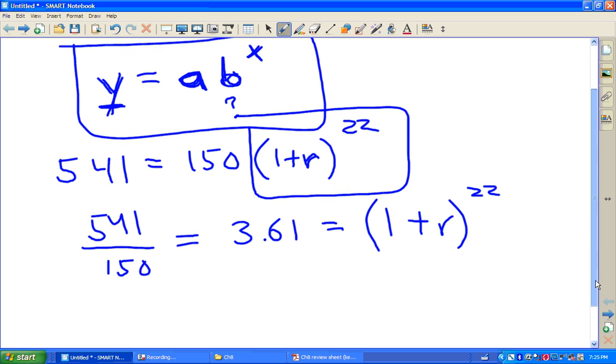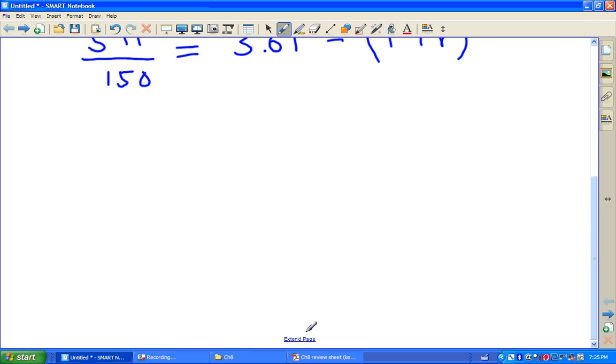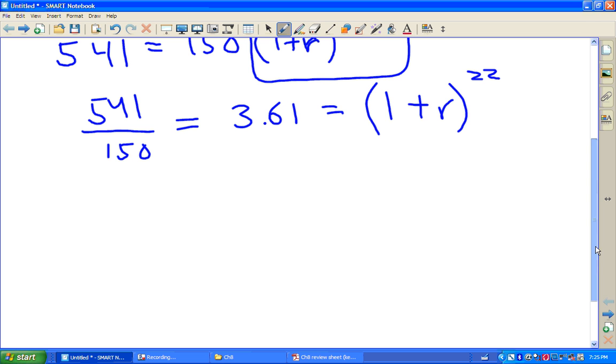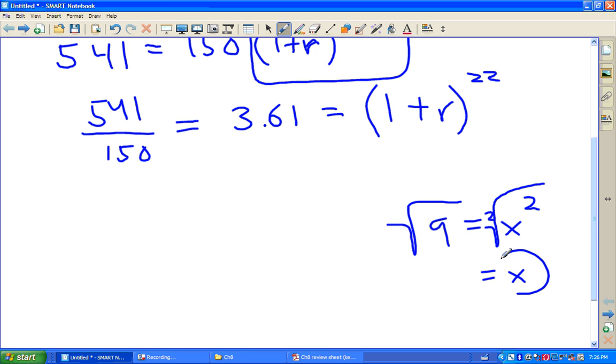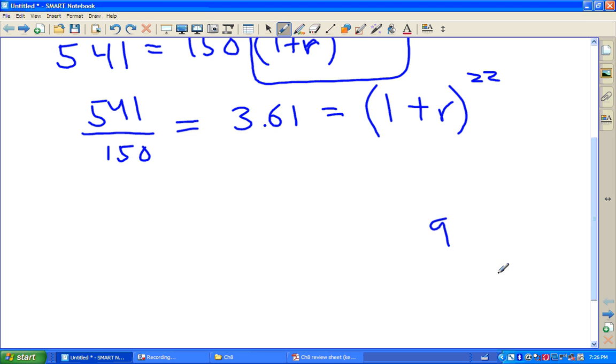Now here's where your skills from last chapter hopefully come in handy. If I had some number like 9 equals x squared, you would know how to undo x squared. You would take the square root of both sides, because the square root of something squared is equal to x. I'm going to get this all by itself. I don't need to go through that in detail, but even though this is a very high exponent, and we're not used to taking the 22nd root of something, that's exactly what we're going to do. We're going to take the 22nd root of this, and so this will come out all by itself.